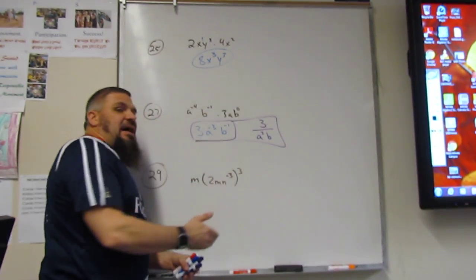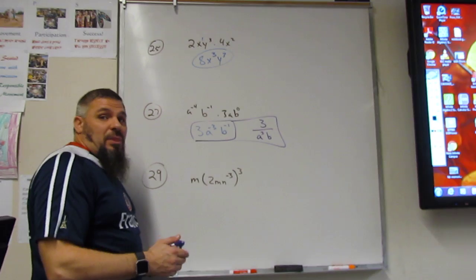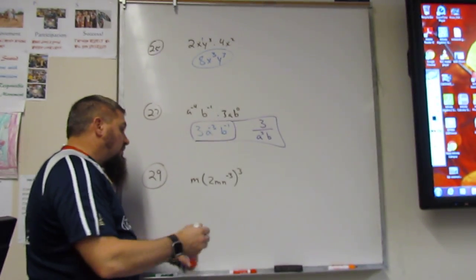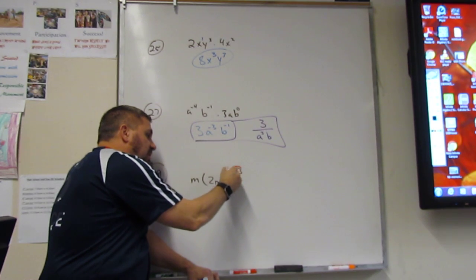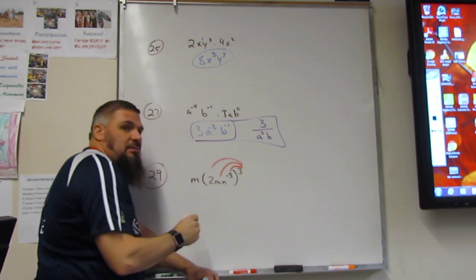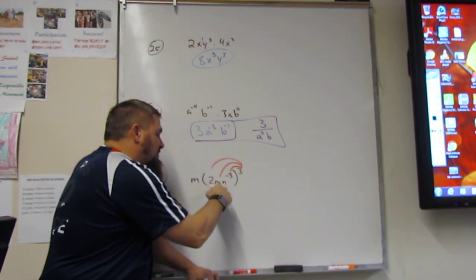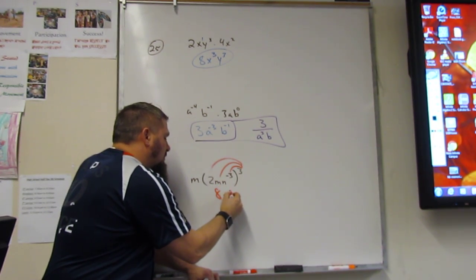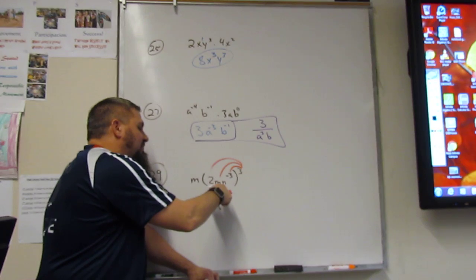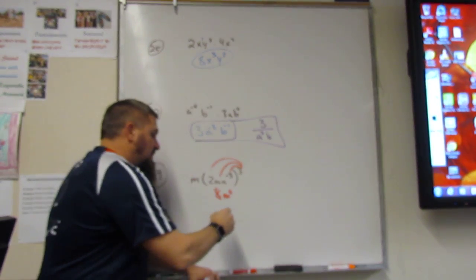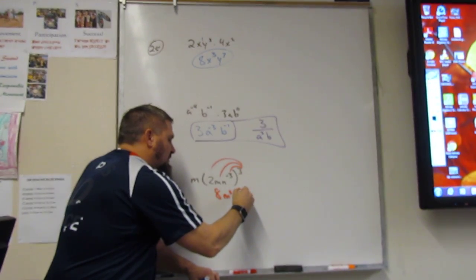All right, remember, we have to do exponents first. That means I have to do this first. So what is 2 cubed? Everything gets cubed. What's 2 cubed? 8. What's m cubed? m cubed. And n to the negative 3 cubed.